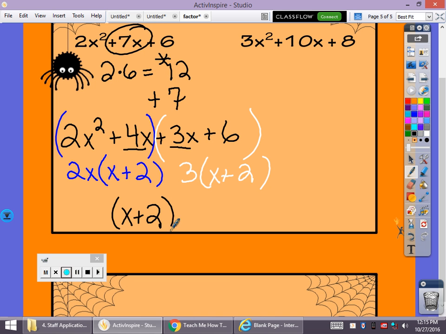Who are my two outsiders? So 2x plus 3, problem done. If you don't trust me, do FOIL, and I bet it takes you back to the original. Remember that these are factors, not the solutions. I have to set them equal to 0 to make them solutions. Good? All right, I would like you to take a moment and try 3x squared plus 10x plus 8 on your own.